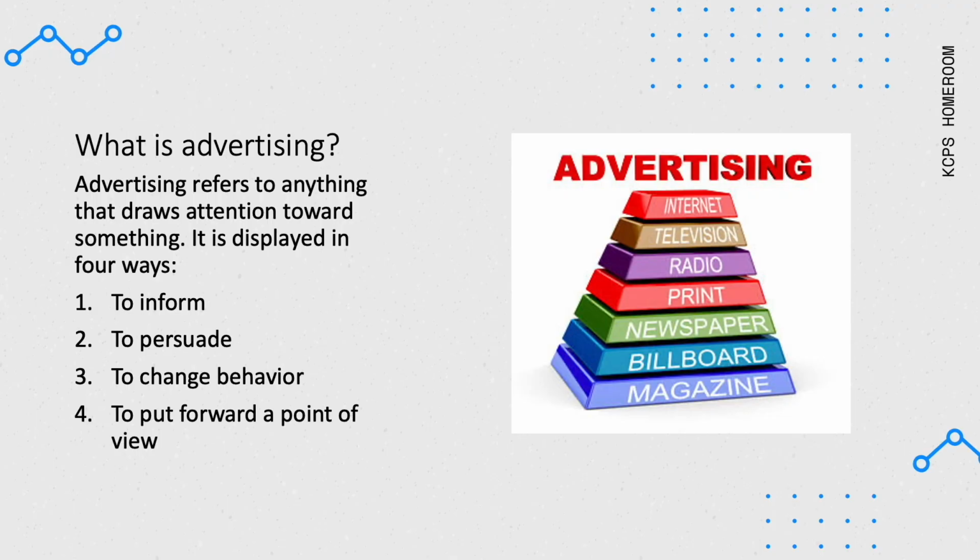Next, let's talk a little bit about advertising. Advertising is really important. So when we advertise, we are simply referring to anything that draws our attention towards something, and it's usually displayed in many ways. People advertise to inform, they advertise to persuade, they advertise to change behavior, and to put forward a point of view. In many cases, people advertise on the internet, people advertise on their social media.